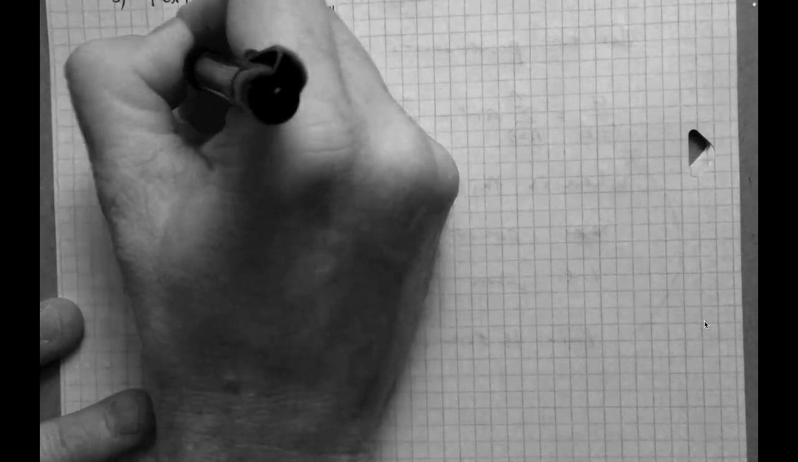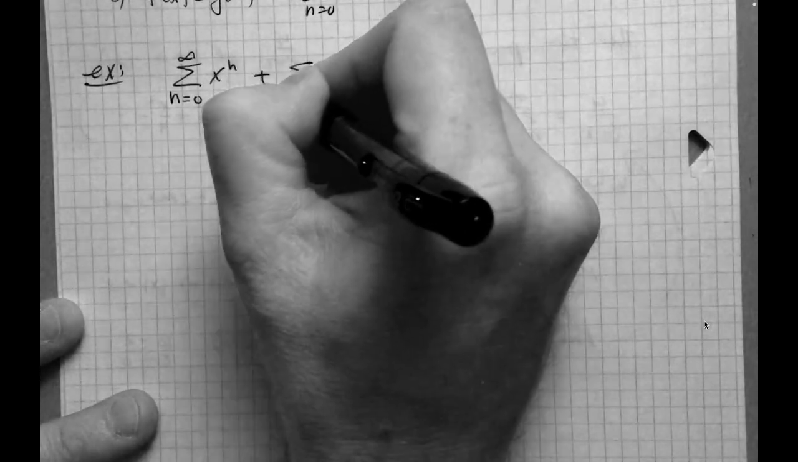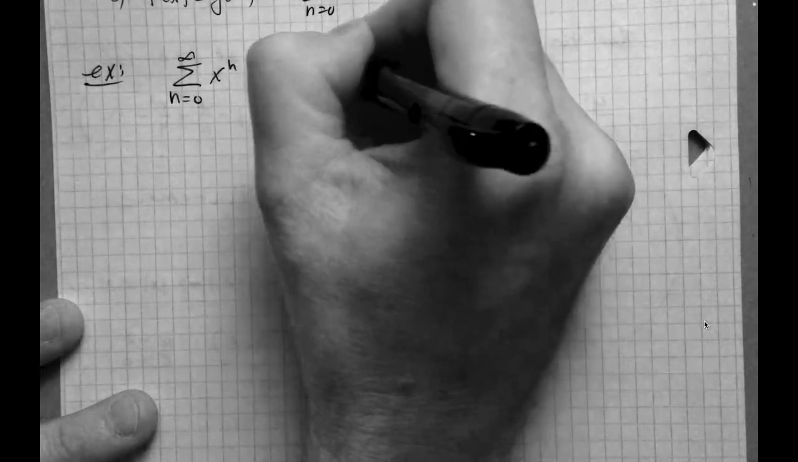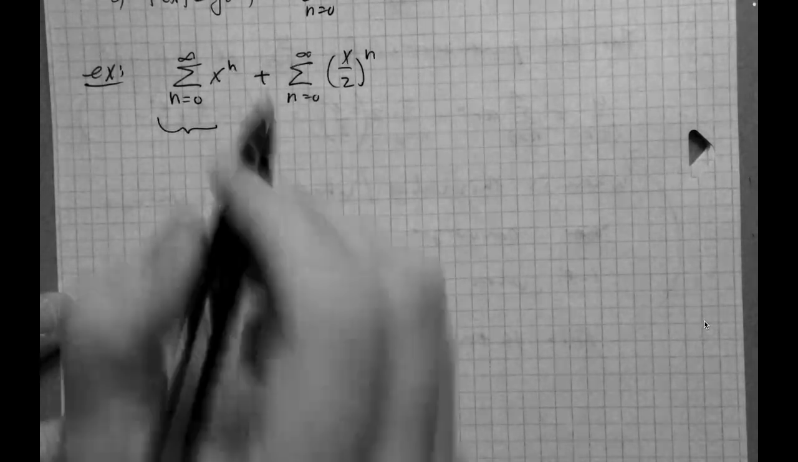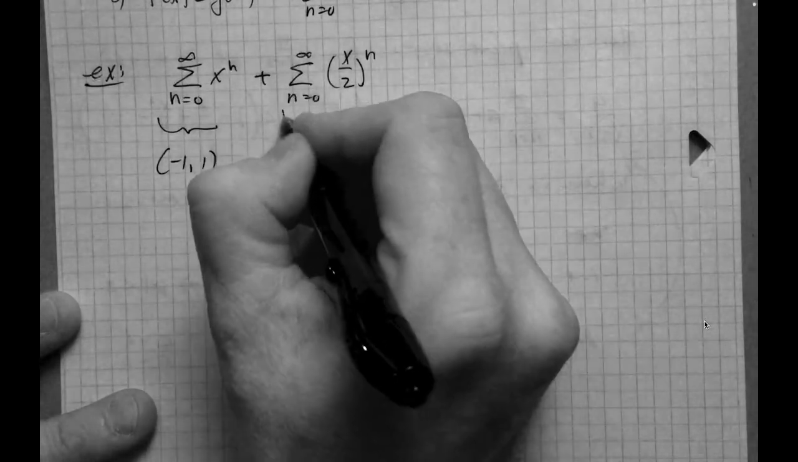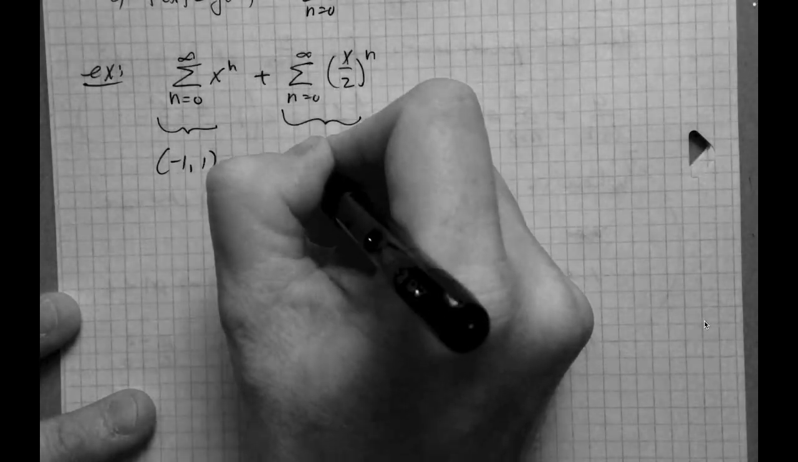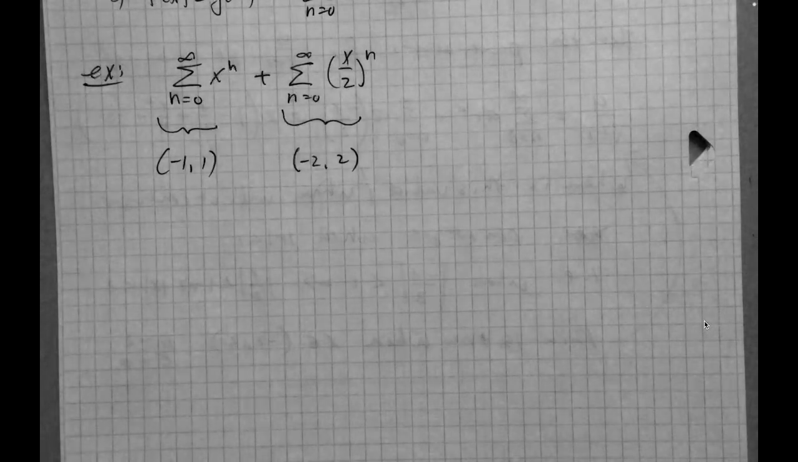And so the first example will be the sum from n equals 0 to infinity of x to the nth power, and I want to add a power series to that, the sum from n equals 0 to infinity of x over 2 to the n power. Now, this one here converges on -1 to 1. Okay, now what about this one? Well, this one has a wider radius. It's -2 to 2. Both of them, as you can see, are centered at 0.